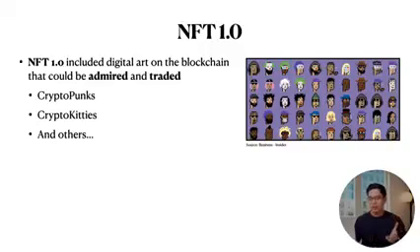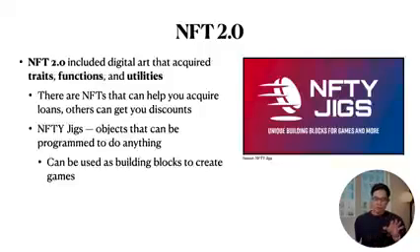And then that takes us to NFT 2.0. NFT 2.0 includes digital art that's acquired traits, functions, and utilities. So there are NFTs, for example, that can help you acquire loans, while others can get you discounts on blockchain-related products or services. An example of NFT 2.0 would be something like NFTY jigs. These are basically objects that can be programmed to do anything. For example, they can be used as building blocks to create games. I know it's a little bit difficult to understand, but this is a brand new thing, and I myself am still having trouble wrapping my head around it.